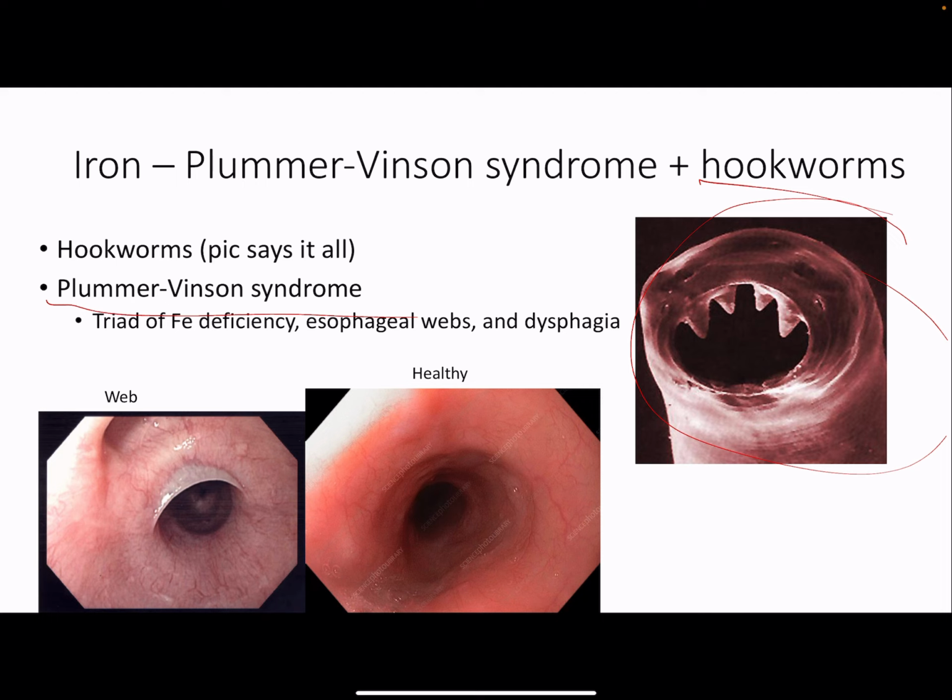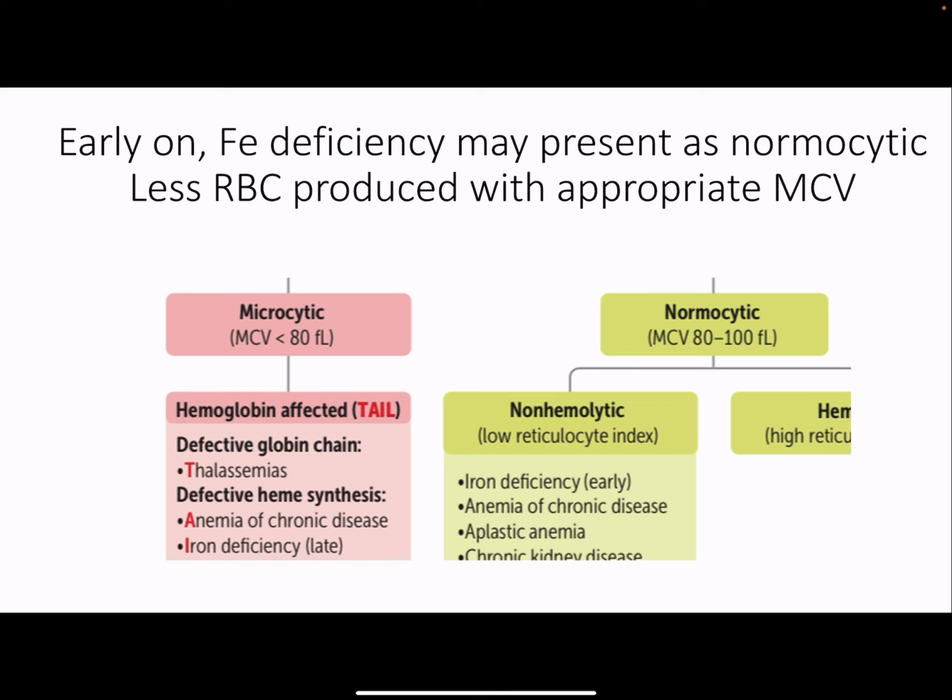Look out for a triad. So one of these, the relevant one, is that you become iron deficient. Esophageal web. So this is a healthy esophagus. And this right here is just this little thing that's kind of jutting out. That is an esophageal web. And you have a hard time swallowing as well. So Plummer-Vinson syndrome could also lead to iron deficiency microcytic anemia.